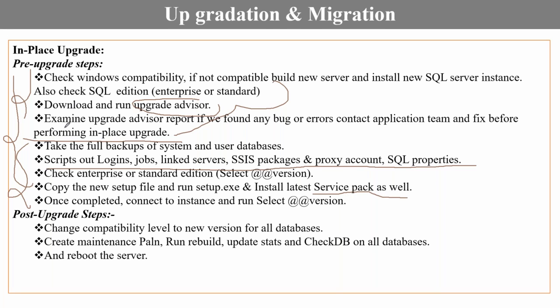Clear all the steps? What are the pre-upgradation steps? Check the Windows compatibility, run the upgrade advisor, examine the report. Take full backups for system and user databases, script out the logins, jobs, linked servers, proxy accounts, SSIS packages, and SQL properties. Then copy the new setup file, verify whether it is enterprise or standard edition, and perform the upgrade. Once the upgrade is done, apply the latest SP or latest CU or latest hotfix. Once it is complete, verify the SQL version. Those are all the steps we need to follow when performing the upgradation.